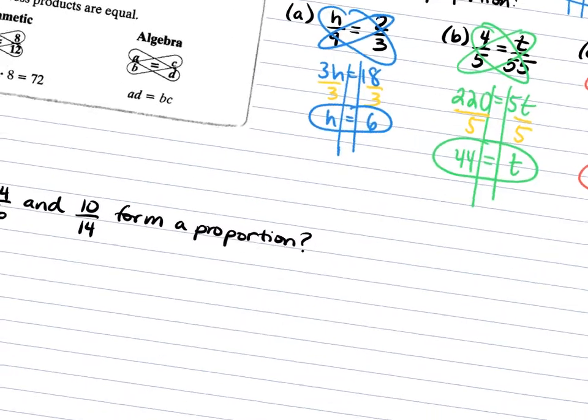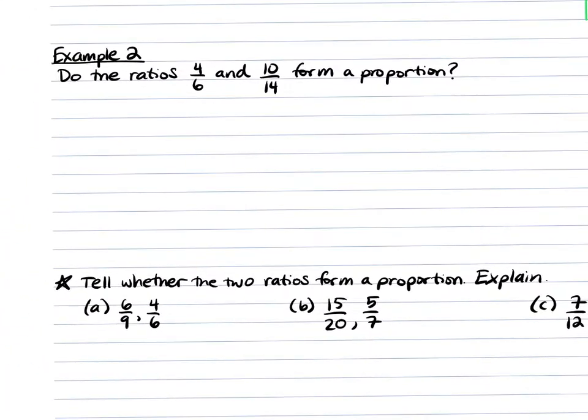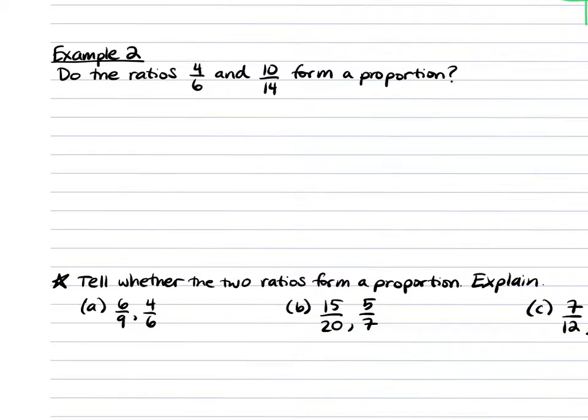Okay, moving on. Let's see another problem. Example 2 says, do the ratios 4 divided by 6 and 10 divided by 14 form a proportion? So we can test this. Remember, proportion means the two ratios are equal. So let's set them equal to each other and do our cross multiplication. 14 times 4 is 56. 10 times 6 is 60. Do they equal each other? No, they don't. So no, this does not form a proportion because 56 does not equal 60. So that's all you're doing. You're just cross multiplying, and if they're the same thing, then yes, they're a proportion. If they're not, then they're not a proportion.